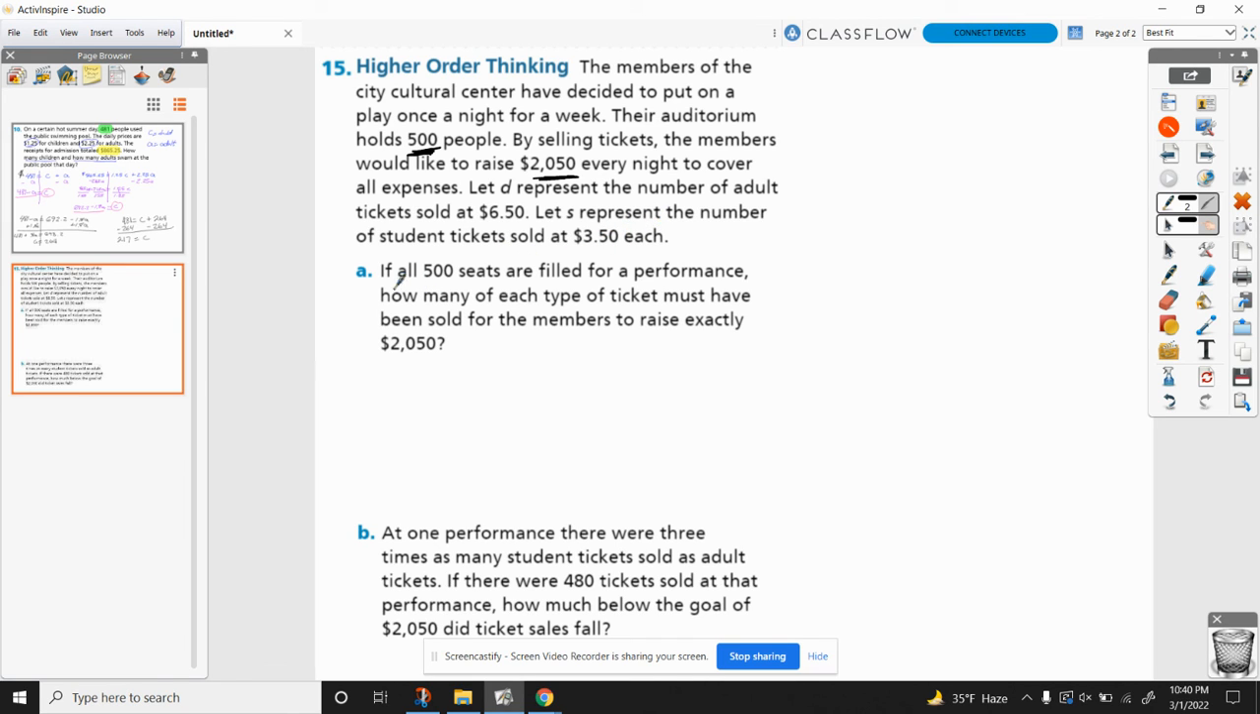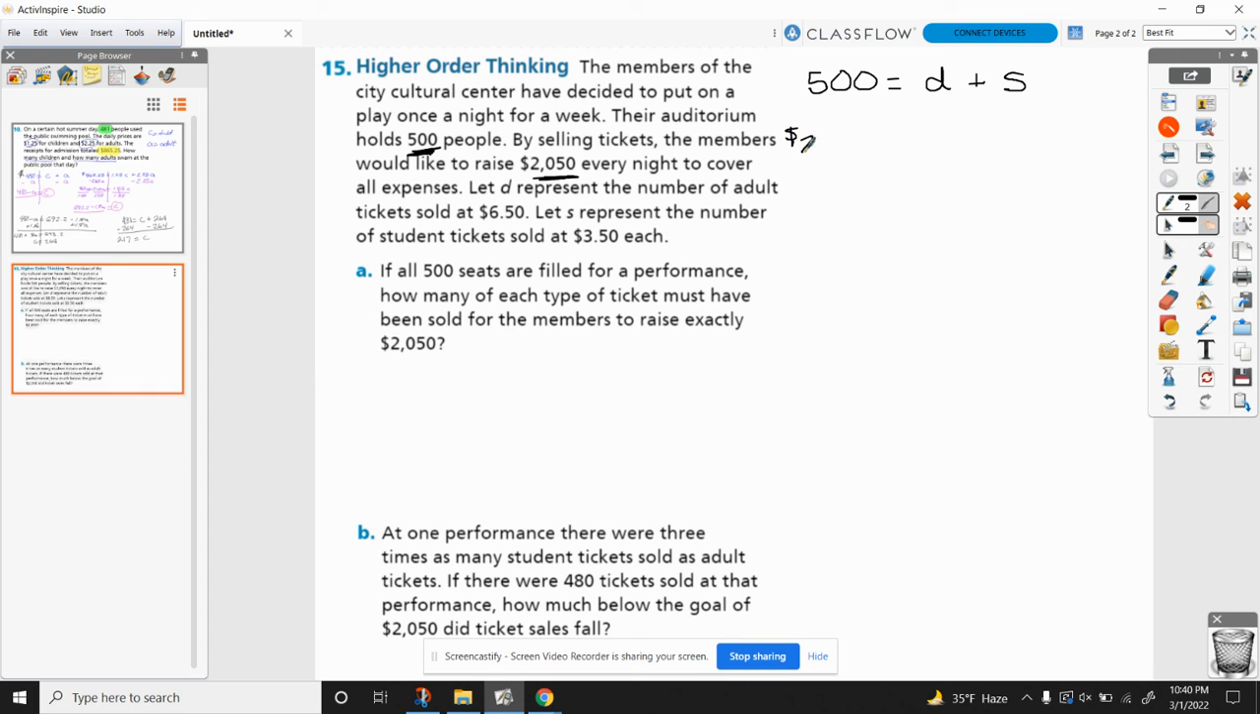So letter A, if all 500 seats are filled for a performance, how many of each type of ticket must have been sold for the members to raise exactly $2,050? So again, they already told us 500 people, which is made up of adults, which they said to use D, plus students, which is S. That's my first equation. The other equation is going to deal with the amount of money earned.